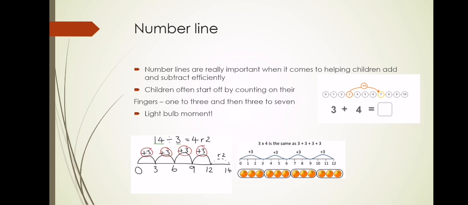Now, once children are secure in using a number line in this way, it means that we can begin to teach them how to skip count. Now, all skip counting means is that they don't say all of the numbers. So if they're counting in 3s, they wouldn't land on the 1, 2, 4, 5, 7, 8, 10 or 11. They would only land on 0, 3, 6, 9, 12. And this automatically allows children to join the concepts of repeated addition and multiplication as the same thing. So 3 add 3 add 3 add 3 is the exact same as 3 times 4, which makes learning the concept of multiplication quite a lot easier.